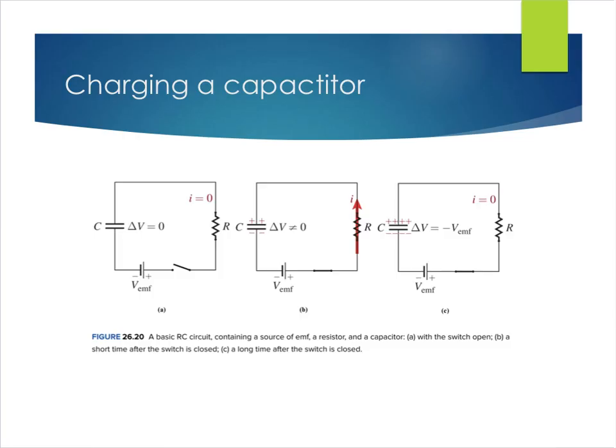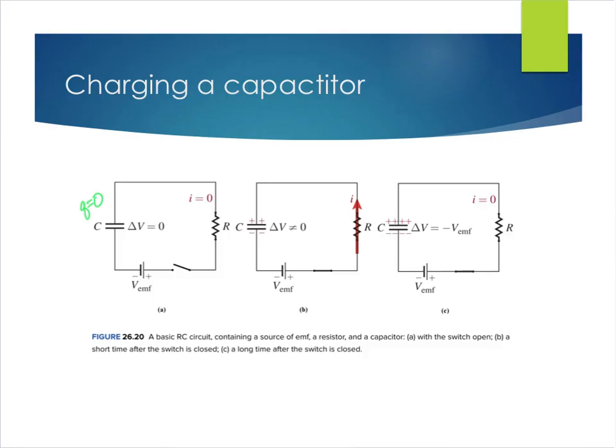So in this picture, we're trying to show what happens in different times. So when the switch is open, there is no current flowing. We assume we start with an uncharged capacitor, so its potential difference is 0. So Q is equal to 0.